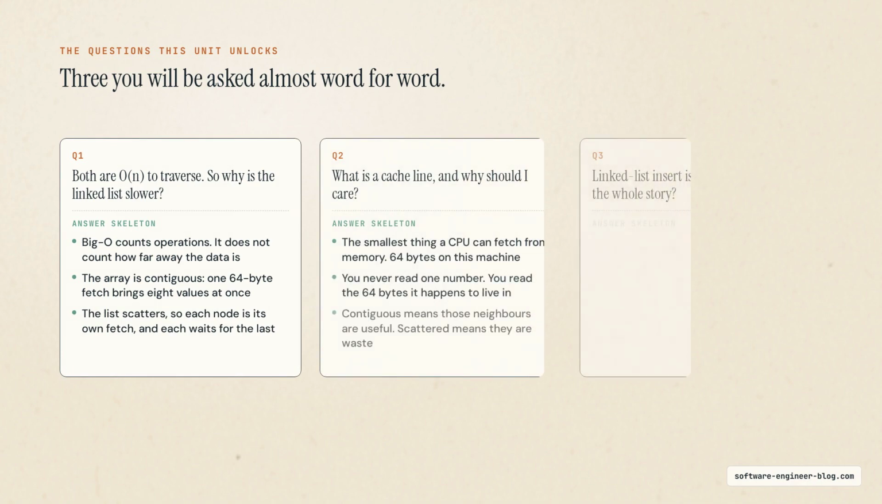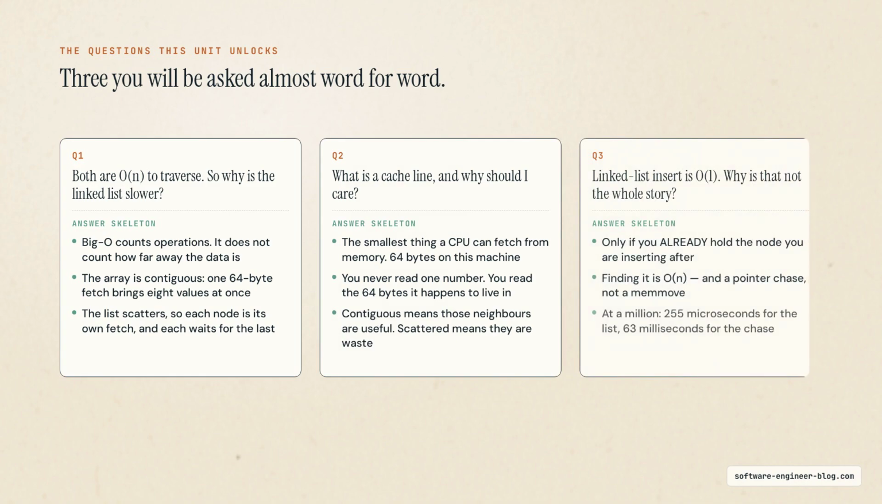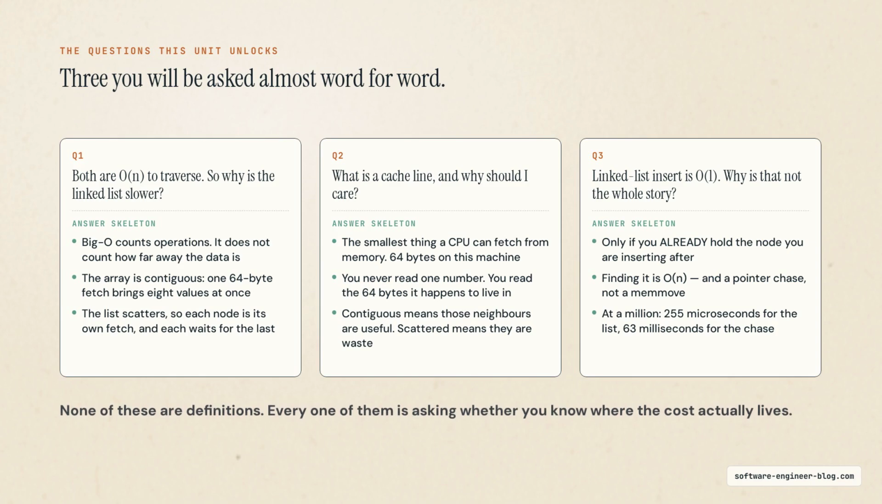Second, what is a cache line, and why should you care? It is the smallest thing a CPU can fetch from memory. You never read one number, you read the 64 bytes it happens to live in. Third, linked list insert is O(1), so why is that not the whole story? Because it assumes you already hold the node. Notice that none of these are definitions. Every one of them is asking whether you know where the cost actually lives.